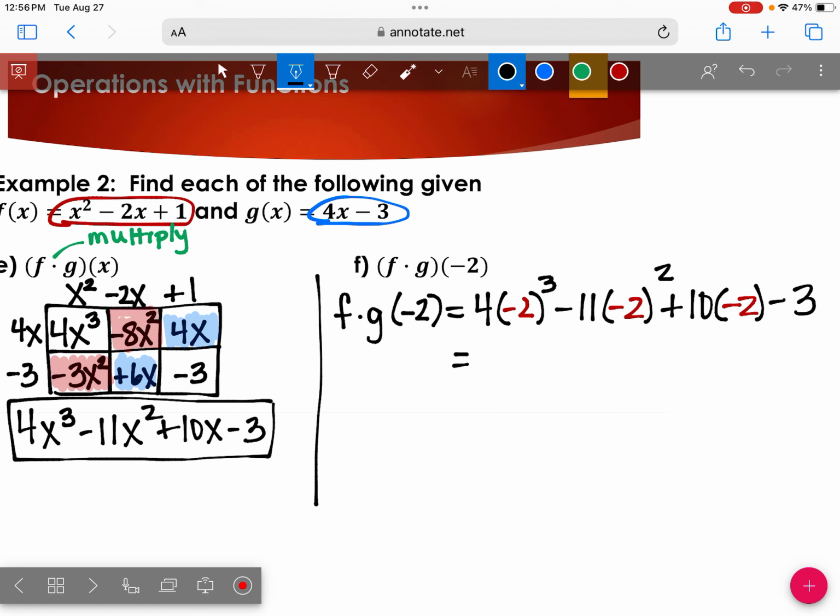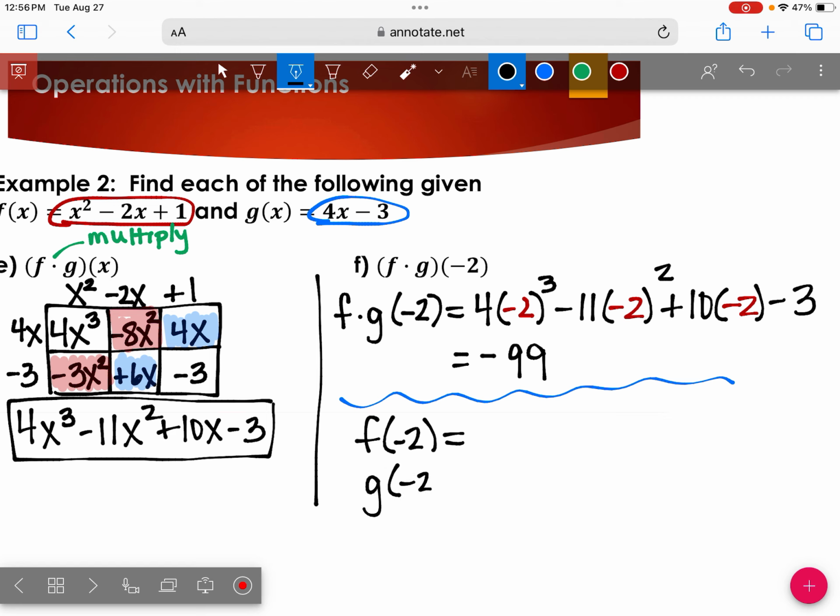Okay, so negative 99. So the other way to do it though, because what if we didn't do part E and we didn't have that function to use? Well, you can still figure it out without creating the function. The second way to do that would be to use your calculator, find f of negative 2 and g of negative 2. So let's go back to these equations that we started off with and plug in our negative 2.